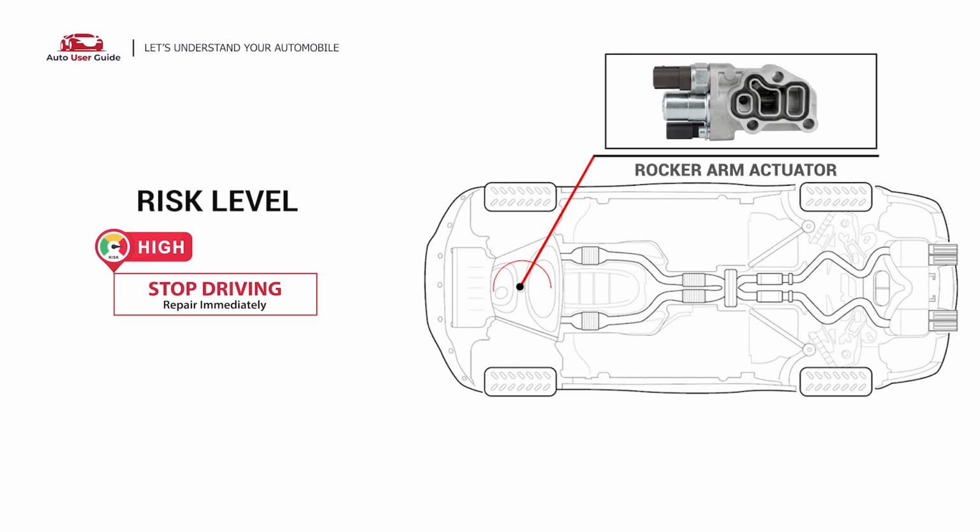This error code typically indicates that the vehicle's ECM or PCM has detected a voltage reading from the variable valve timing actuator that is higher than the manufacturer's specification. Under this circumstance, stop driving and repair your vehicle immediately.